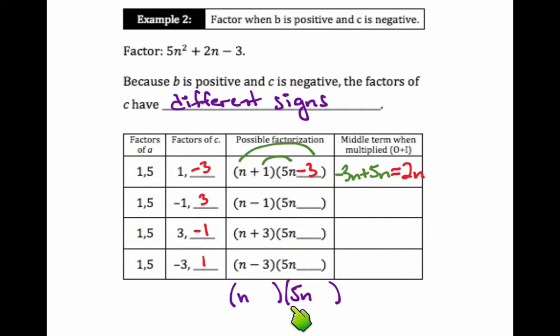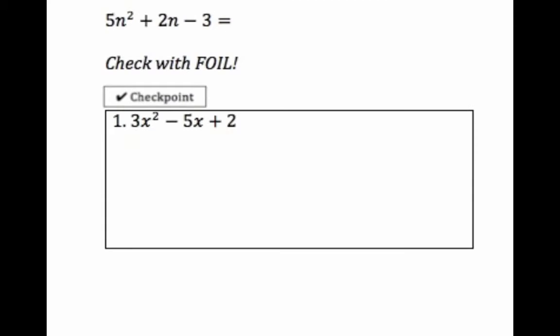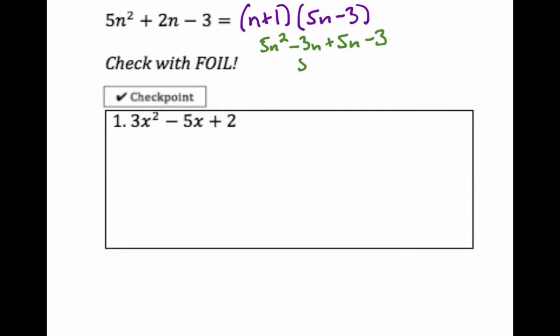Yeehaw, we're already there. So we know our solution is, we know that our factors are n plus 1 times 5n minus 3. And again, we should check with FOIL. And we know that I have our correct answer. Go ahead and pause the video to try this one out.